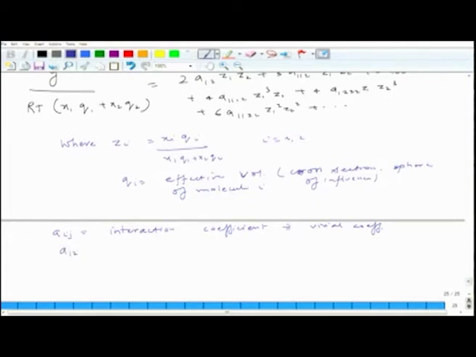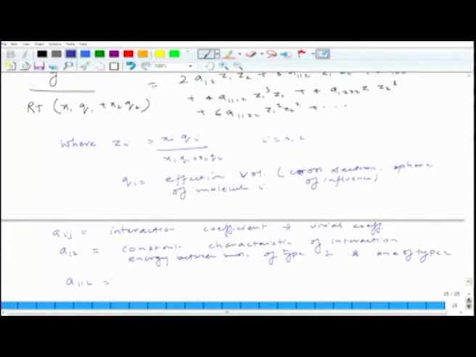So let's ask this question: what is A12? This is going to be a constant, which is basically nothing but a characteristic of interaction energy between a molecule of type 1 and one of type 2. So A12 is basically simply between 1 and 2.